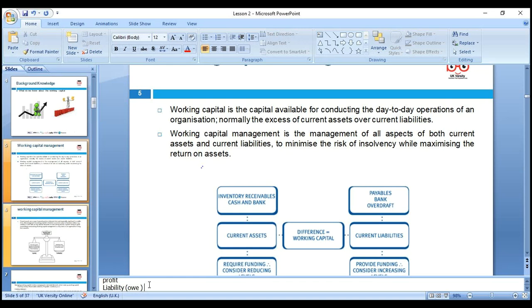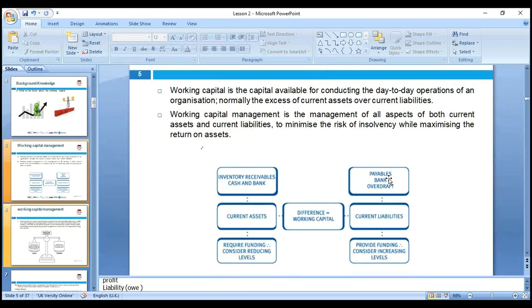So working capital management is the management of all aspects of both current assets and current liabilities to minimize the risk of insolvency while maximizing the return on assets. So what do we need to manage? Inventory, receivables, cash, and bank come under current assets. Under liabilities come payables and bank overdraft. So these are our payables.